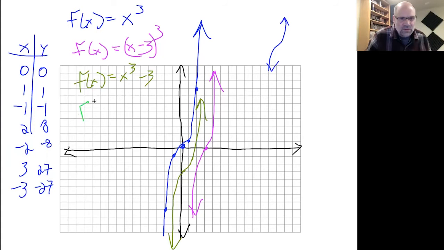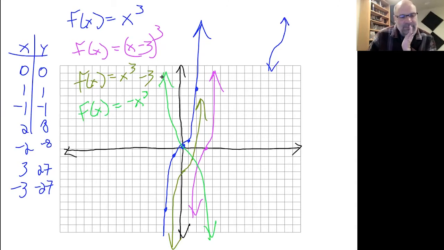And then I'll just do the one more here. F of x equals -x cubed. Well, that just flips it over. So here's what that looks like. Make sense? So all the shifts are the same, okay?